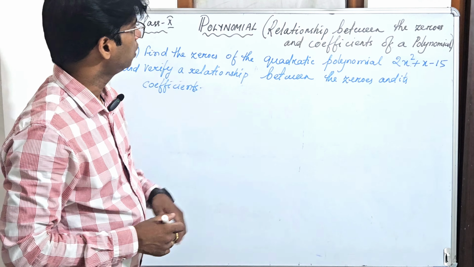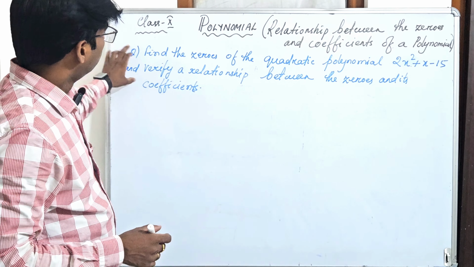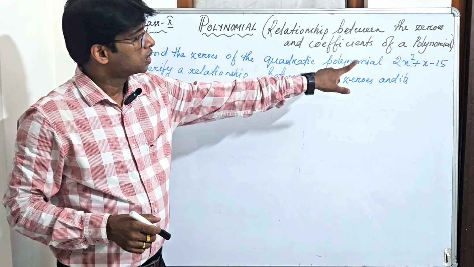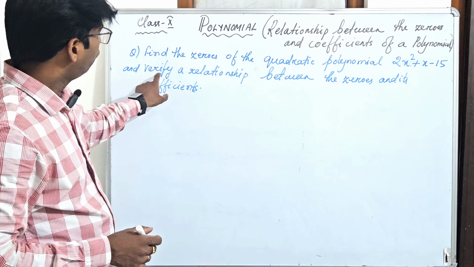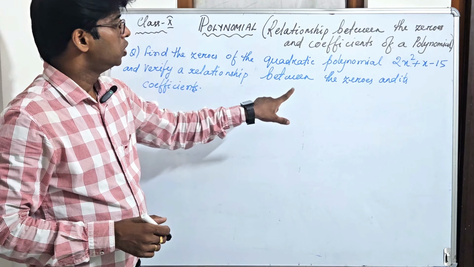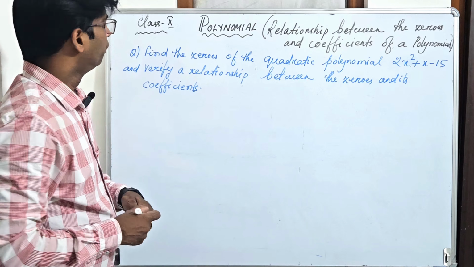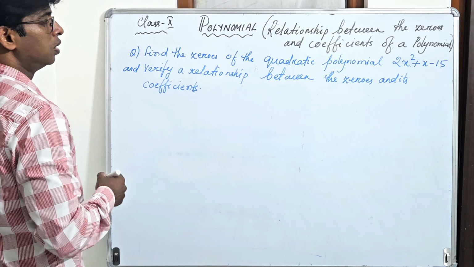Okay, so I have written one question here. Find the zeros of the quadratic polynomial 2x square plus x minus 15 and verify a relationship between the zeros and its coefficients. I'll be discussing the solution, then we can know how the zeros and coefficients are related.